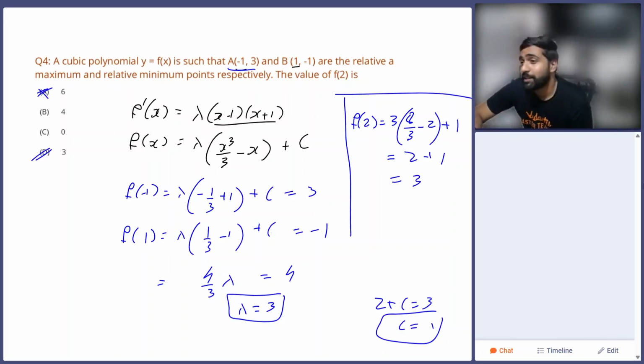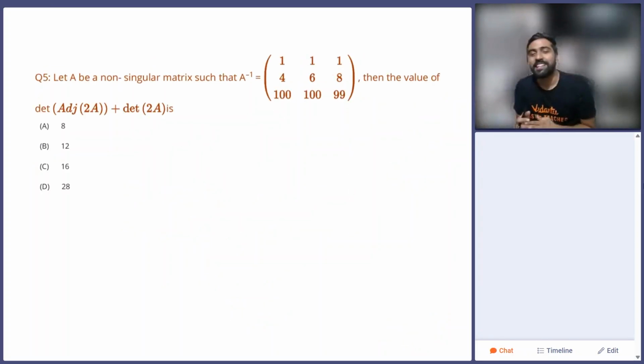Calculation mistakes can happen to anyone, and if you are not careful and in a hurry, you might end up making these mistakes. And there was an option, option C, not sure how they got that exact option, which is a possible mistake that can be made.